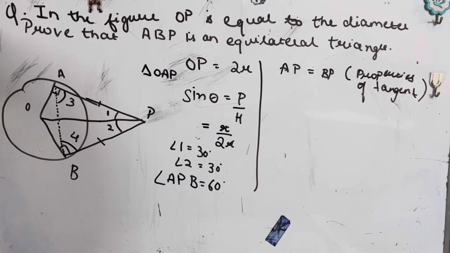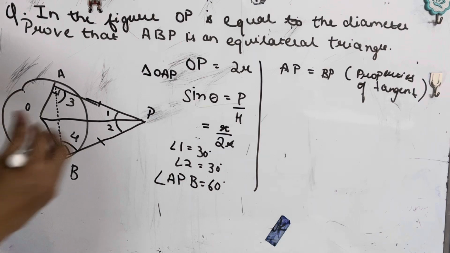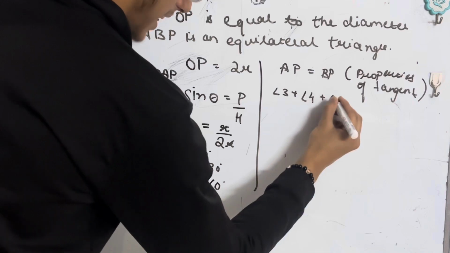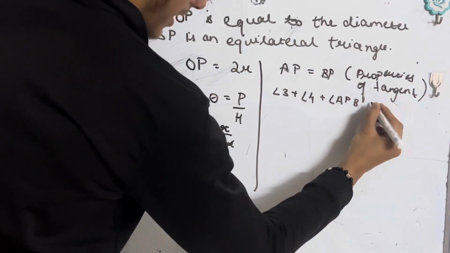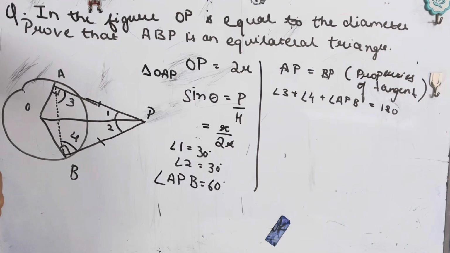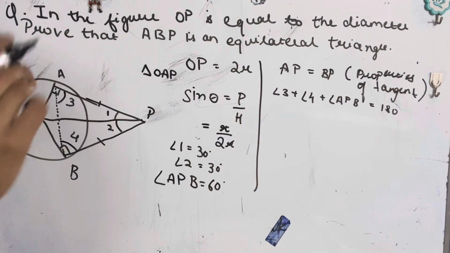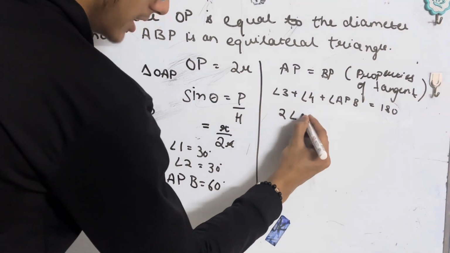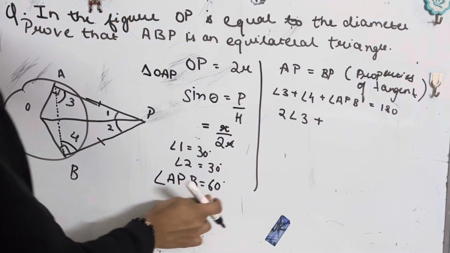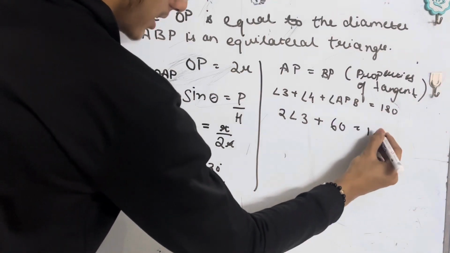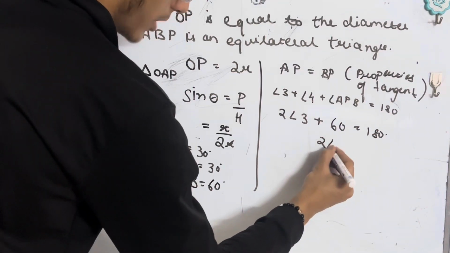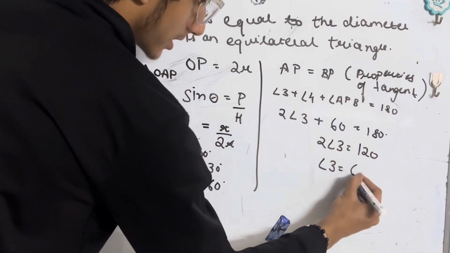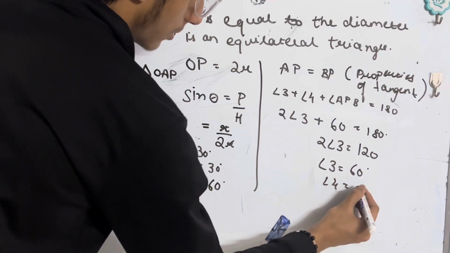Now if we apply the angle sum property in this triangle, we will get angle 3 plus angle 4 plus angle APB equal to 180 degree. We don't know the value of angle 3 and 4 right now. We just know that they are both equal. So if I take twice of angle 3 plus angle APB, which is 60 degree, equal to 180. Now I subtract 60, so twice of angle 3 equal to 120, and then angle 3 will be equal to 60 degree. Then angle 4 will also be equal to 60 degree.